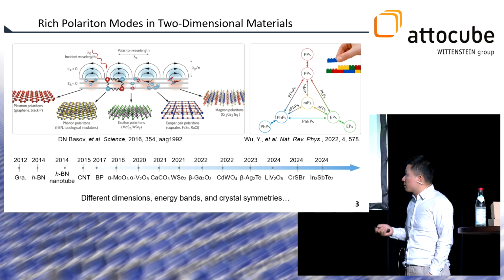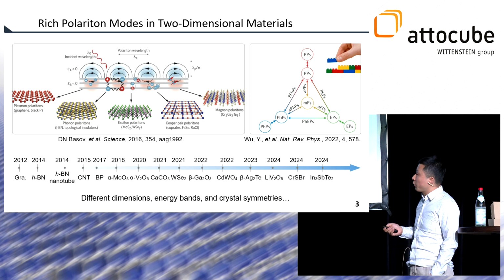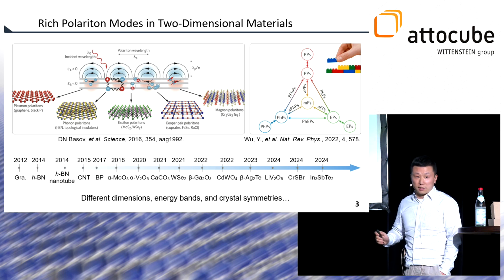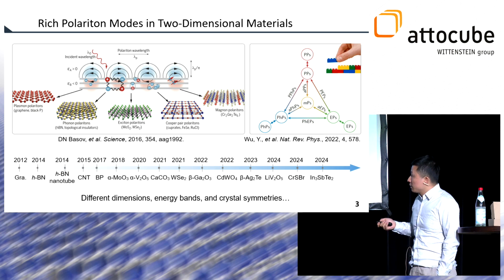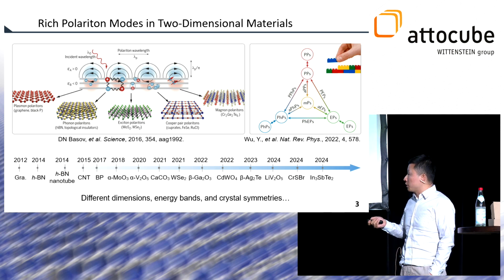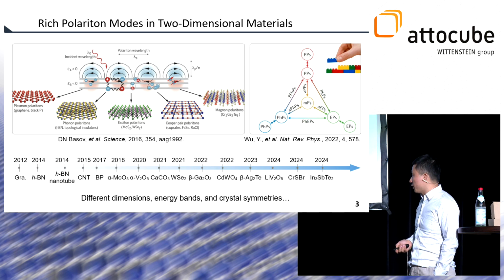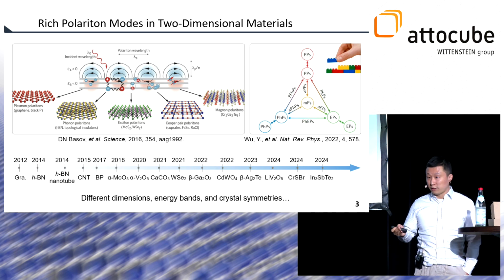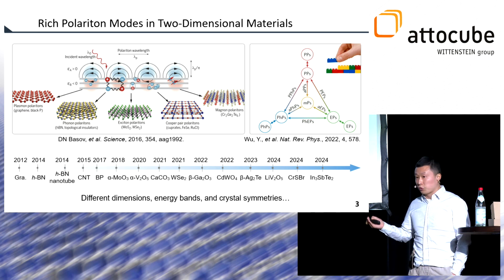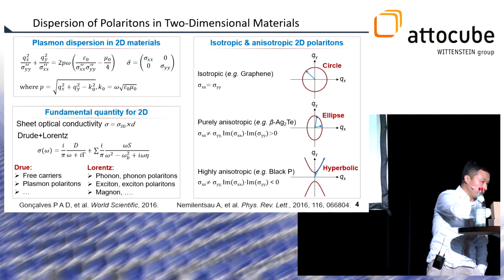Here I just list some of the materials that have been discovered to support great polaritons in the last 12 years. Sorry, I can't list all the results because the field is advancing very quickly. These materials come in different dimensions, energy bands, and crystal symmetries, and each material can even impart its own unique properties to the polaritons themselves.